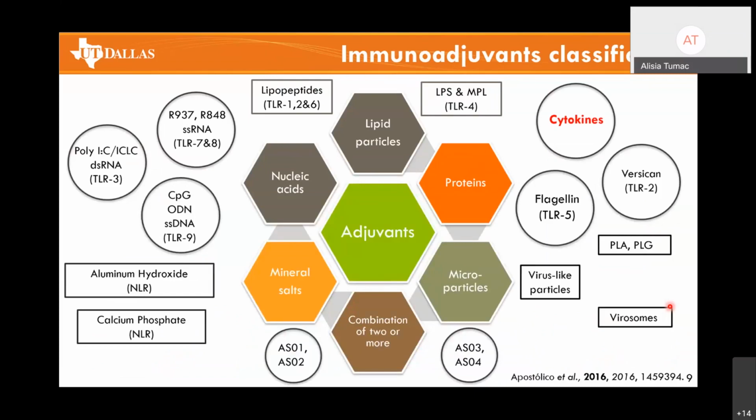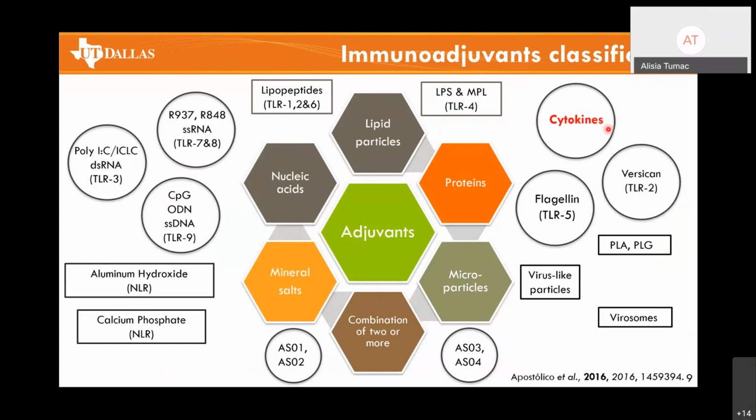Different criteria may be used to group adjuvants. Adjuvants can be classified according to their physicochemical properties, origin, and mechanism of action. You can see there are lipid adjuvants, nucleic acid, mineral salts. You have proteins, microparticles, and you can even have combinations of two or more adjuvants. And what they do is these adjuvants will act on toll-like receptors or nod-like receptors to induce some sort of immune response.